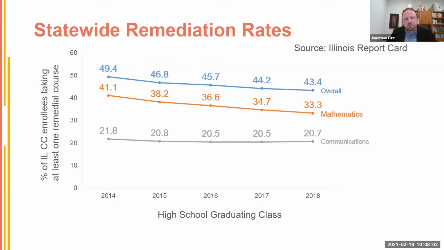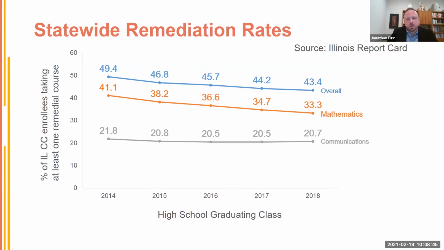And you can begin to see here, starting back in 2014, we had about 50% of our high school graduates going on to the community college system who were enrolling in at least one remedial course. And this is one of those graphs, by the way, where we're looking for the lower numbers. So low is good here. Over time, between 2014 and 2018, with the most recent data that we have available, we have seen a significant drop in those overall remediation rates, over 6 percentage points for the overall rate, with most of that being in math, where there's been almost an 8 percentage point drop from 2014 to 2018. Where we haven't seen movement, though, is in the communication rates, which have been hovering around 20% over the time that we've been collecting and reporting this data.